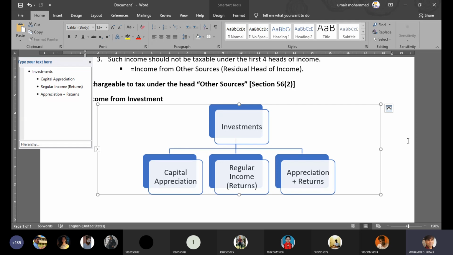Let's say you have invested in a house, you have bought a house. So the value of the house can increase, so there is capital appreciation. On the other hand, you can also generate regular income by letting the house property on rent.